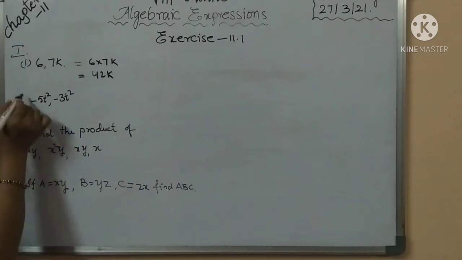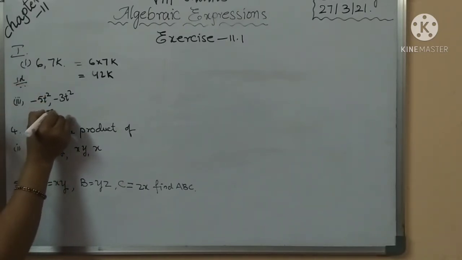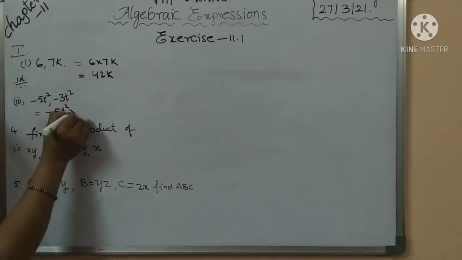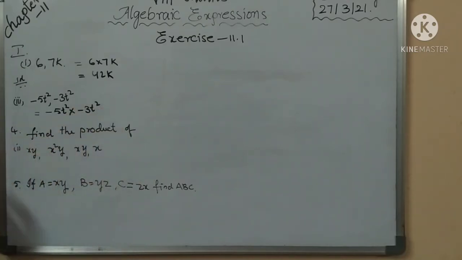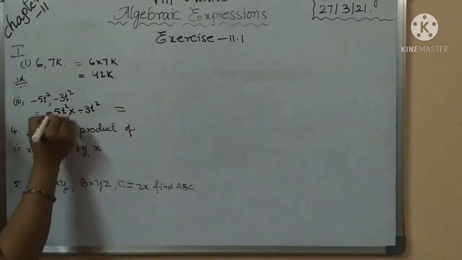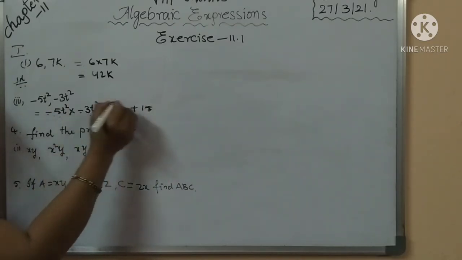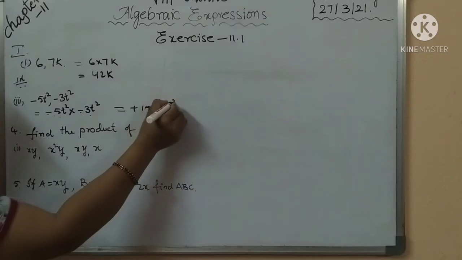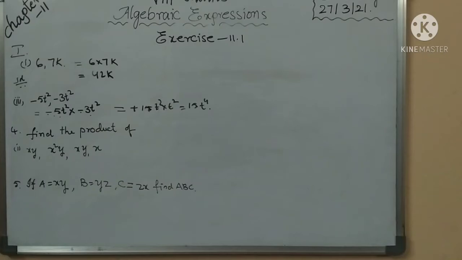So this is the first solution in the first Roman; now the second problem. The product of the two monomials, 5t square into minus 3t square. Observe that minus into minus is plus, 5 3s are 15, t square into t square means t power 4, so 15t power 4. That is also a monomial. Did you understand, children? The product of two monomials will get a monomial.